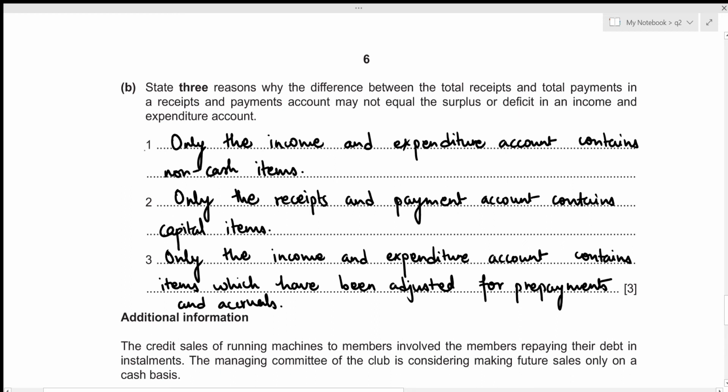And there is a difference between these two reasons because non-cash items basically means depreciation, whereas prepayments and accruals can exist for any other costs as well. Okay, then this concludes the second part of this question. Now we can move towards the third one.